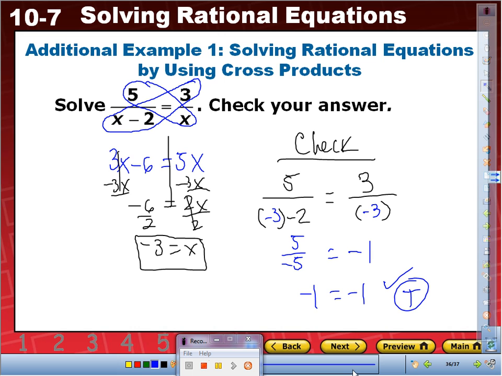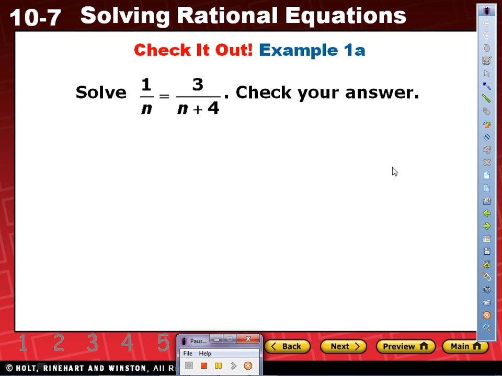That's it. Do another one. You do this next one by yourself. Here we go. Example 1A. It's going to be the same type, so copy this down, please. Example 1A: solve 1 over n equals 3 over n plus 4. Thank you. Check your answer.